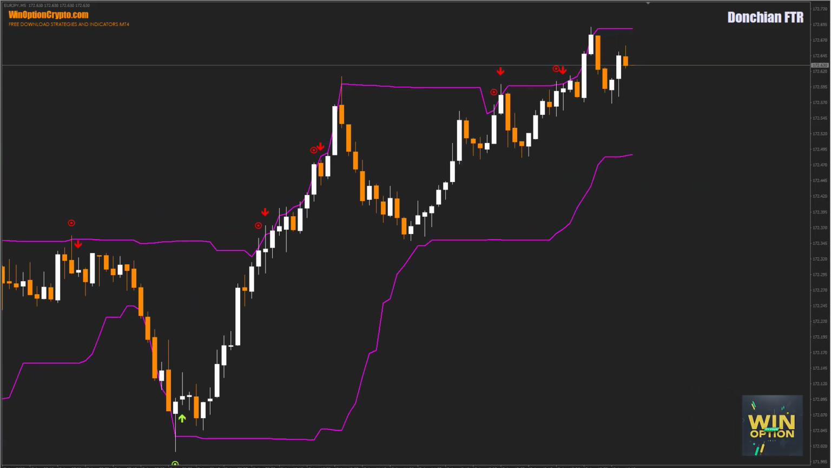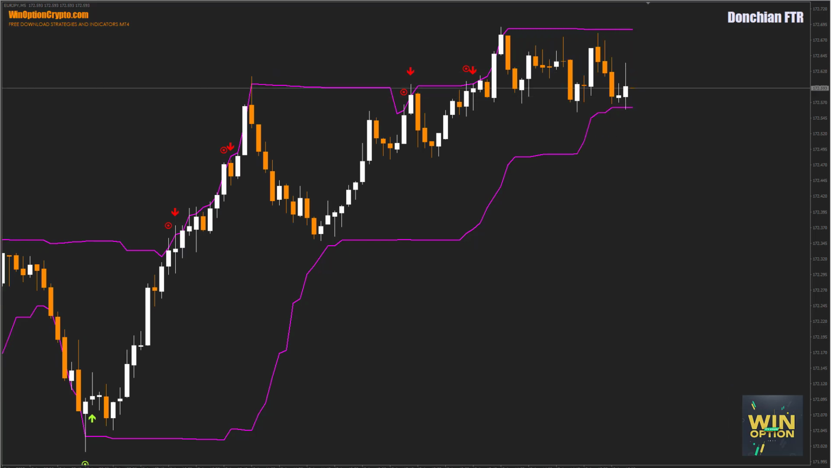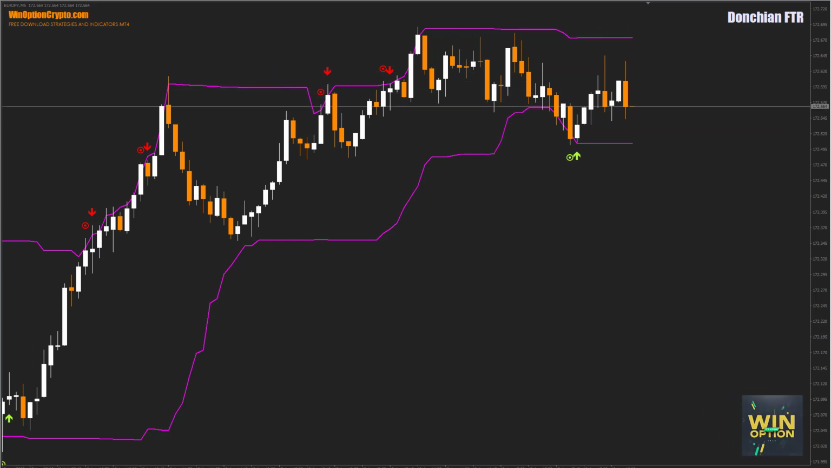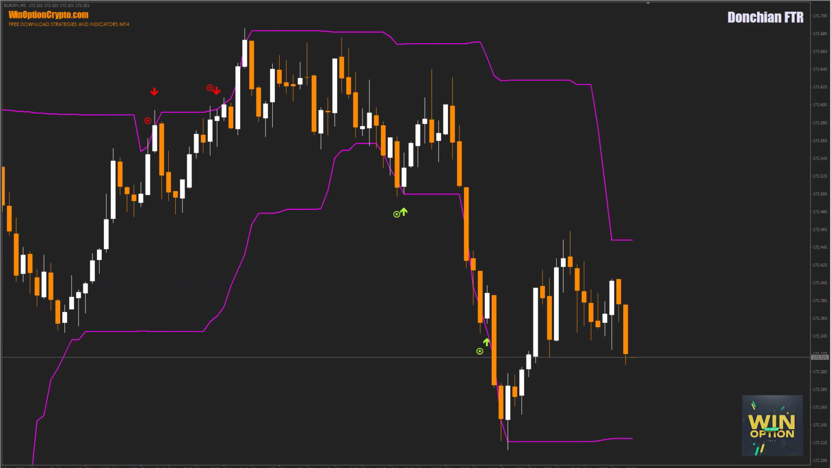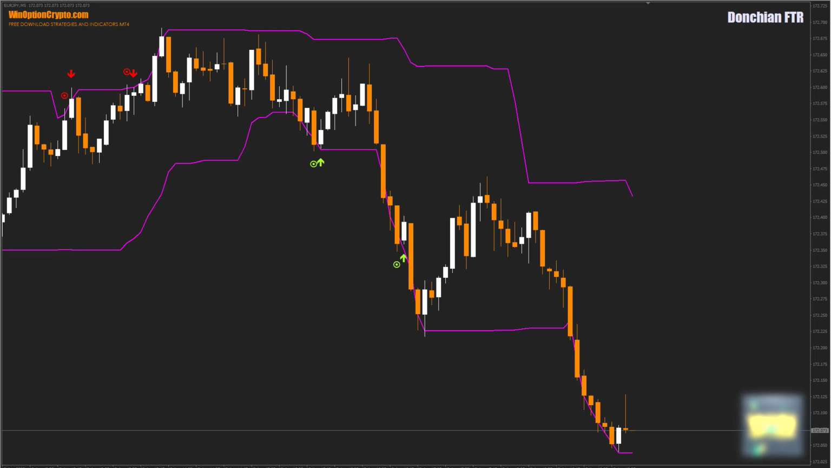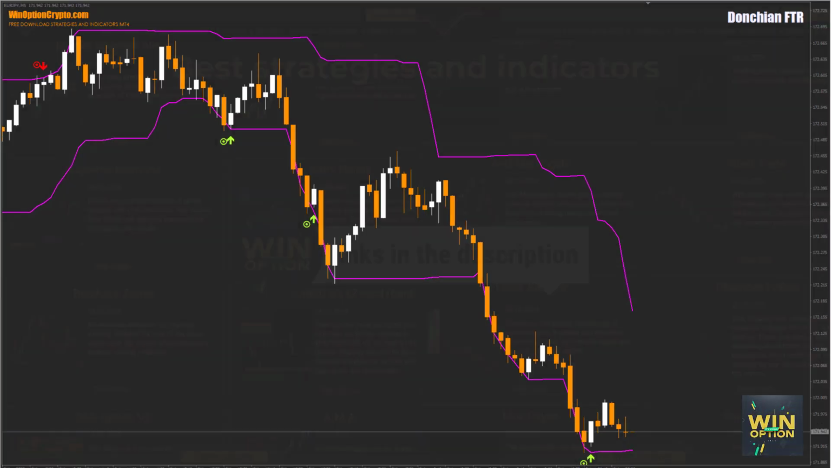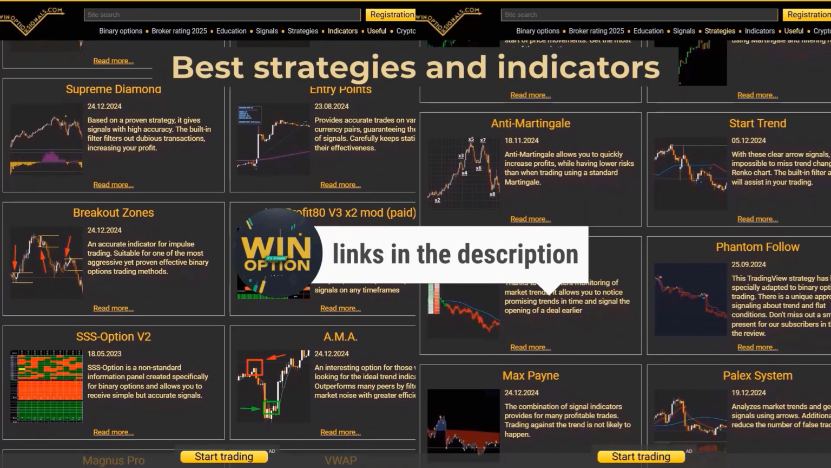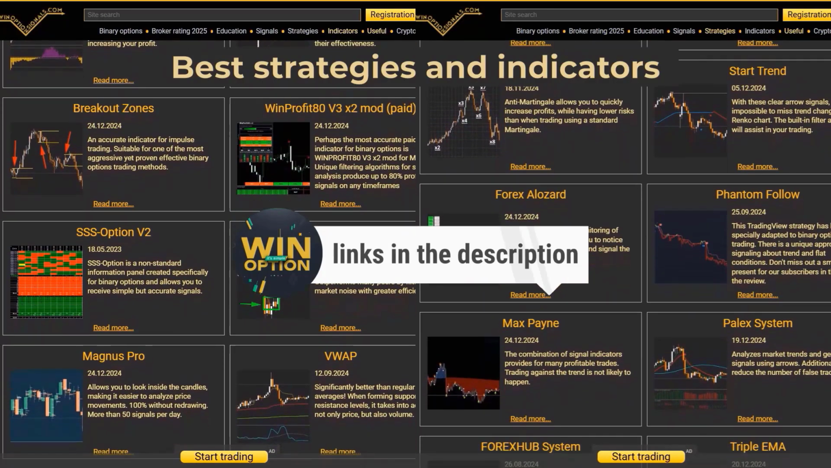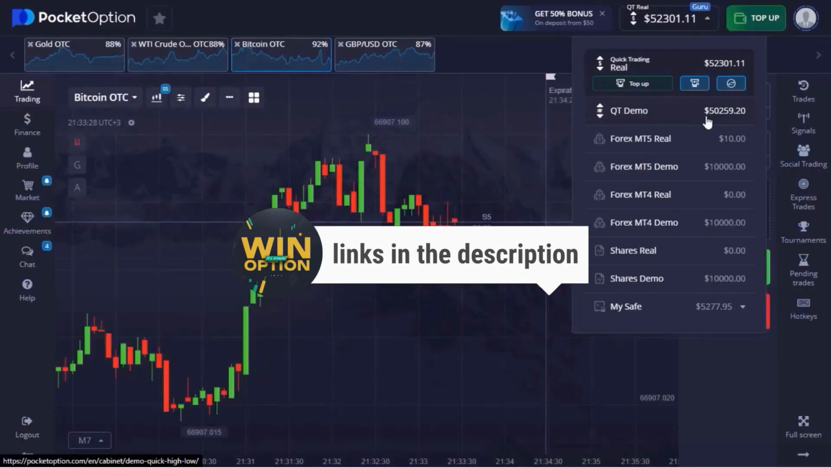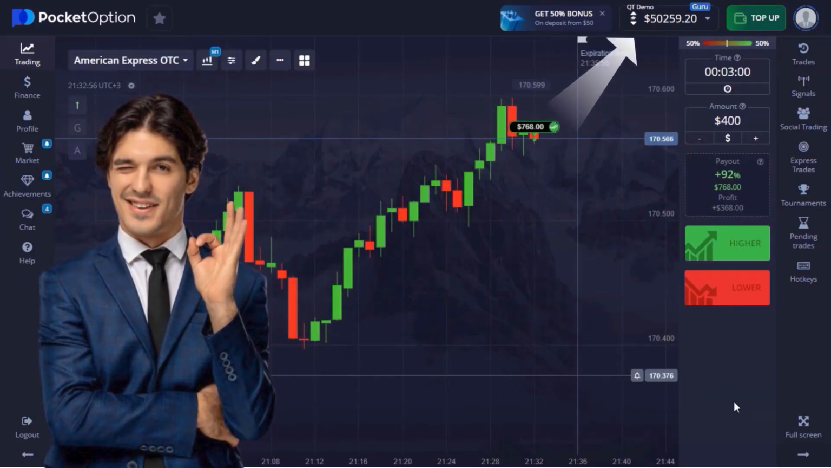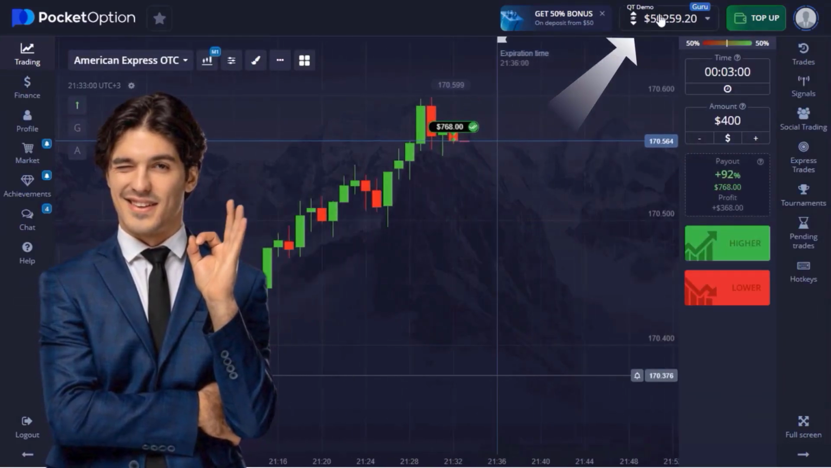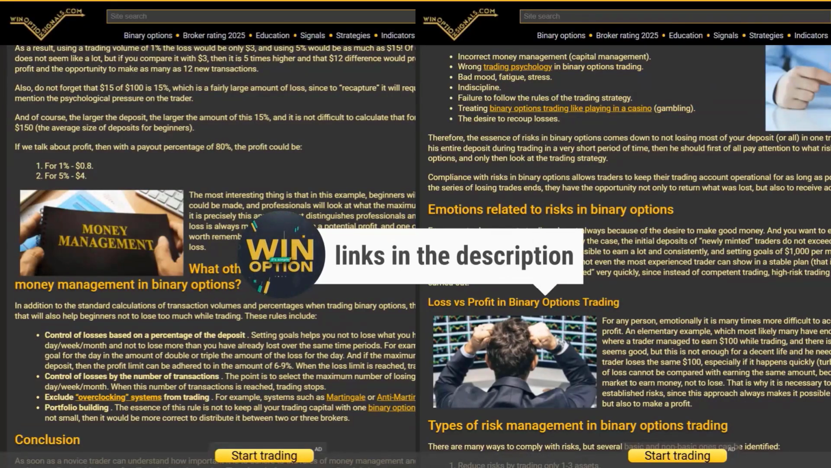The Donchian FTR binary options indicator is a multifunctional technical analysis tool based on the time-tested false breakout trading approach. Its preliminary signals give traders the opportunity to prepare for a trade in advance, which is very convenient. And remember, any strategy or indicator is just a tool that must be used properly. Be sure to verify and test the indicator on a demo account and on historical data, while always following proper risk and money management rules.